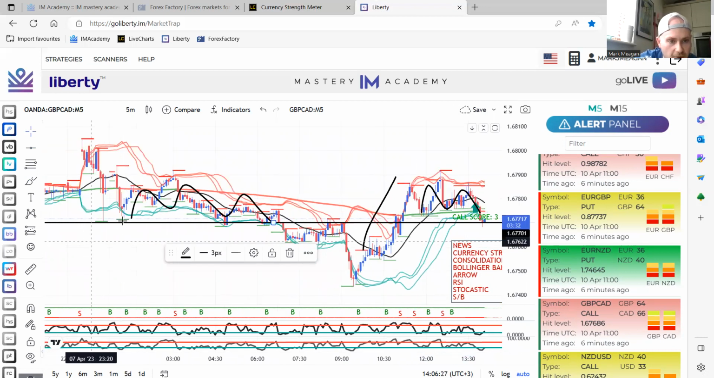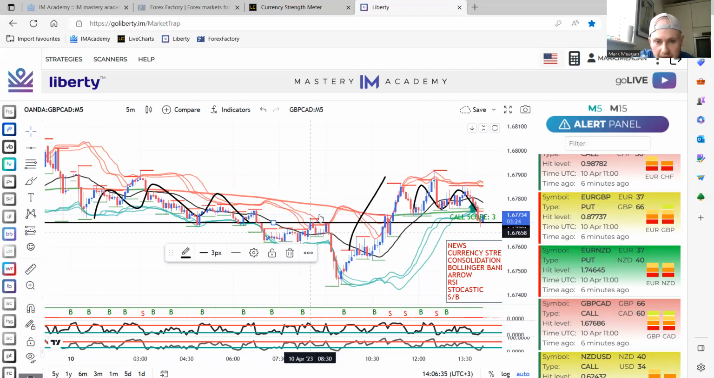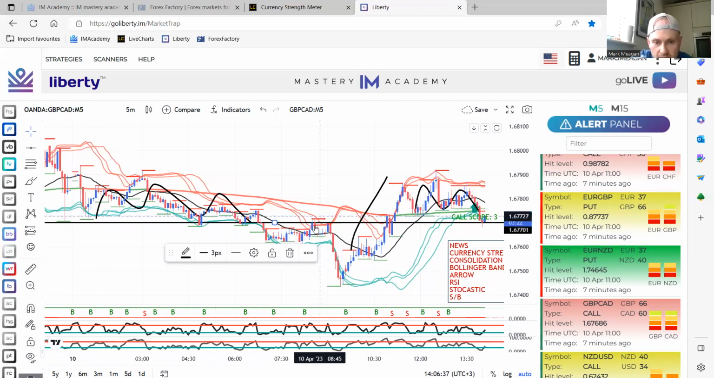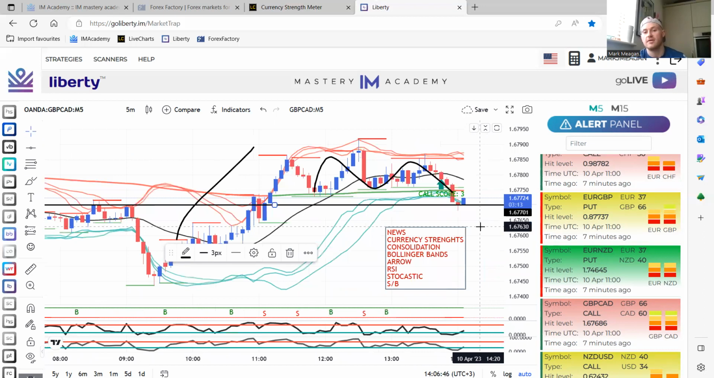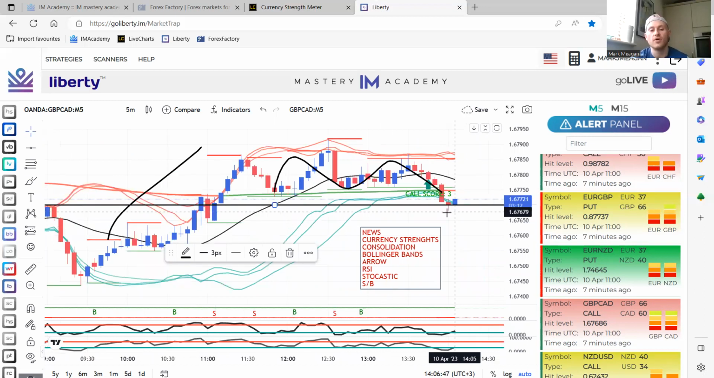The further we go back, we can see these areas were support previously. Support, support, support. You can see it then became resistance right around the center of the screen. Then it was resistance again. It came right back down, came up, had resistance off this area, and now it is currently having support. So as you can see, this is the area I would have entered at.